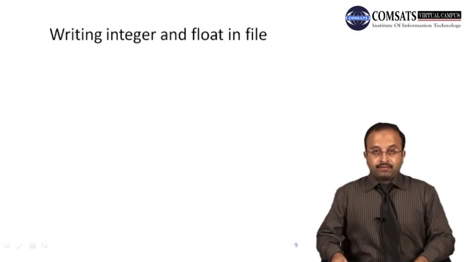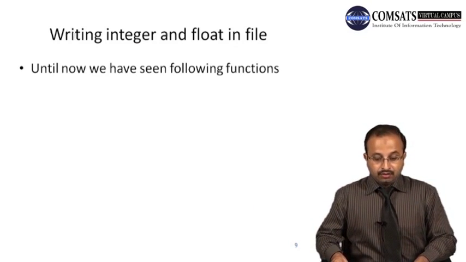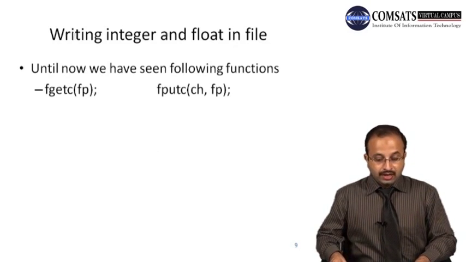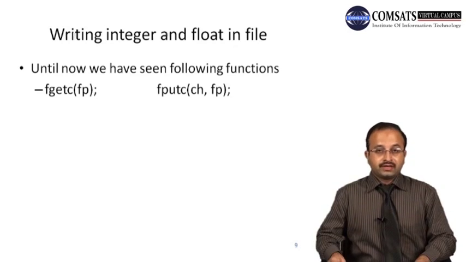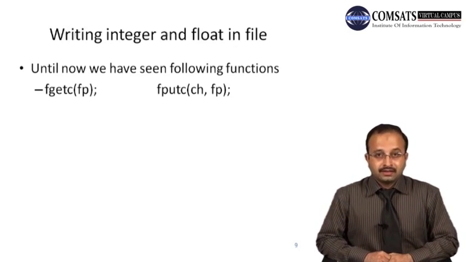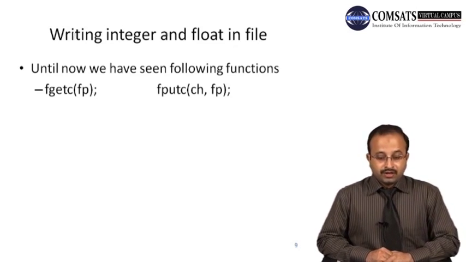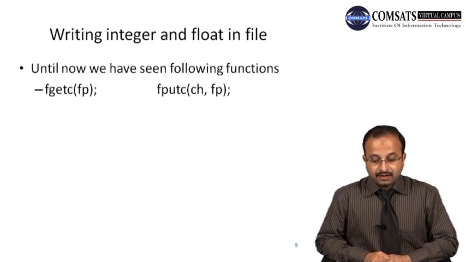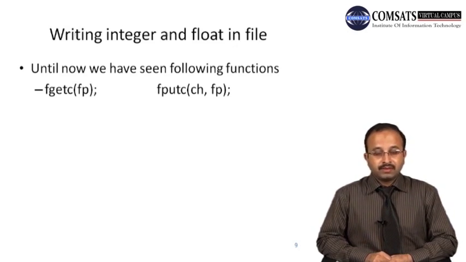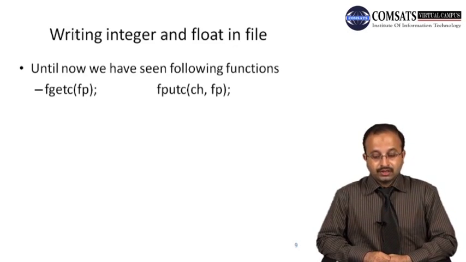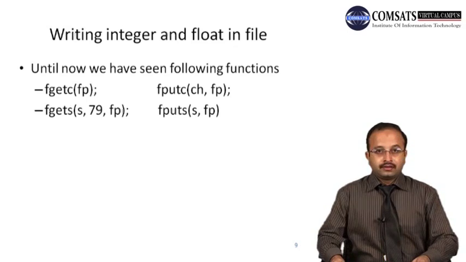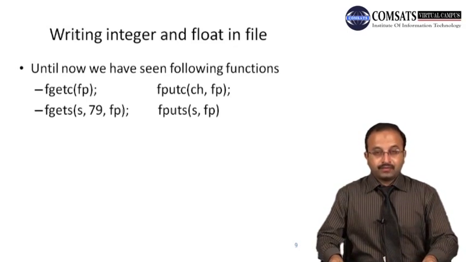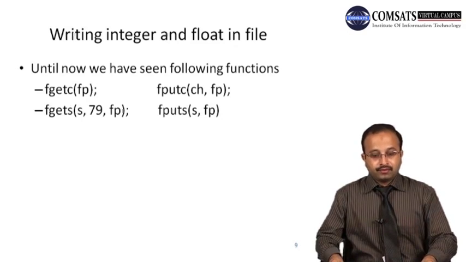Now writing integers and float in file. Until now we have seen the following functions. Let's go through fgetc, fputc. fgetc is to fetch a single character from the file that is pointed to by a pointer fp, and fputc is to write a character that is saved in the ch variable, that is the first parameter to the fputc function, and it will write that character in the file that is pointed to by a pointer fp. And the other function is fgets, that is used to read the string from the file.